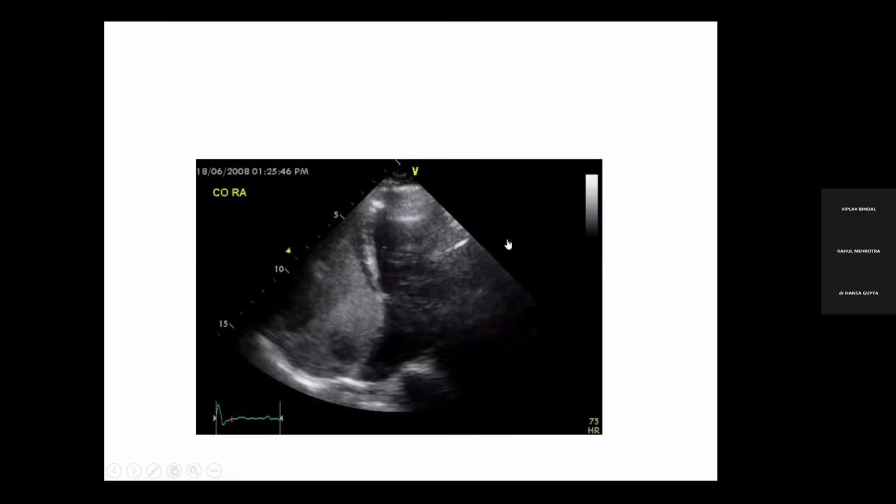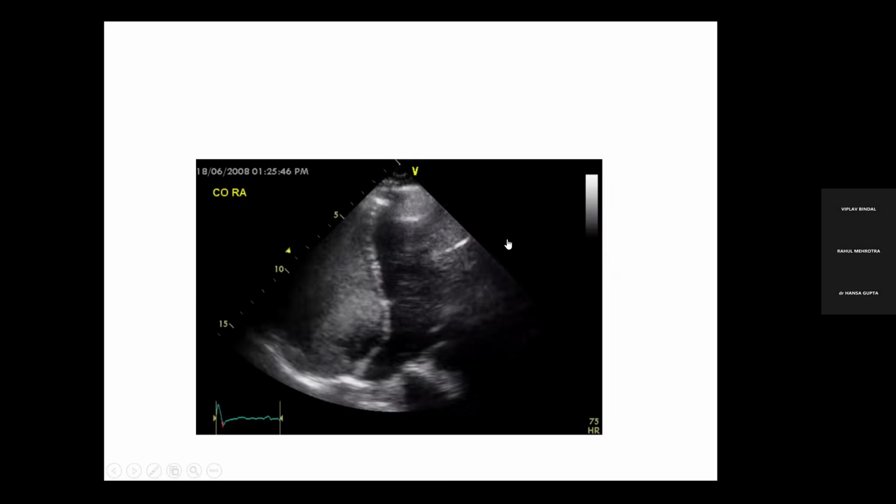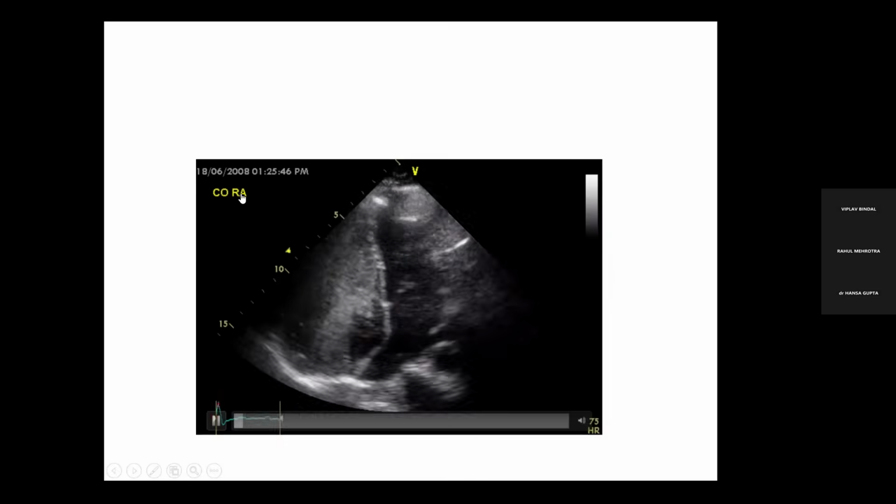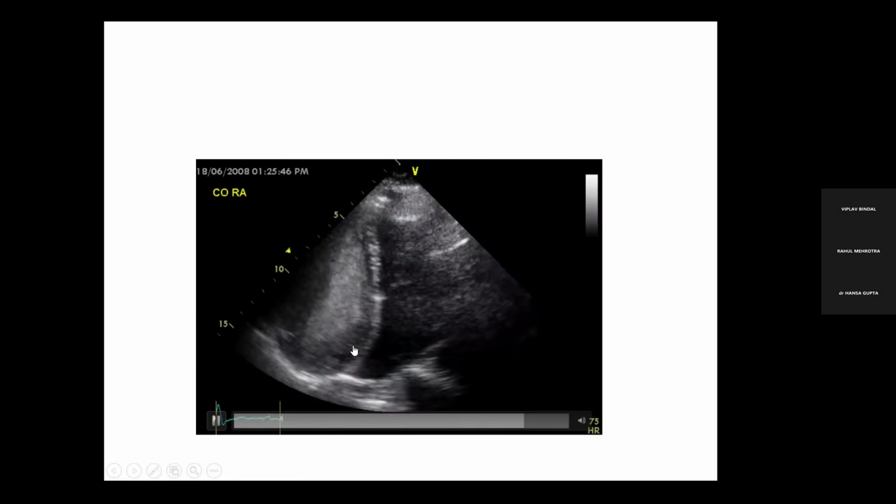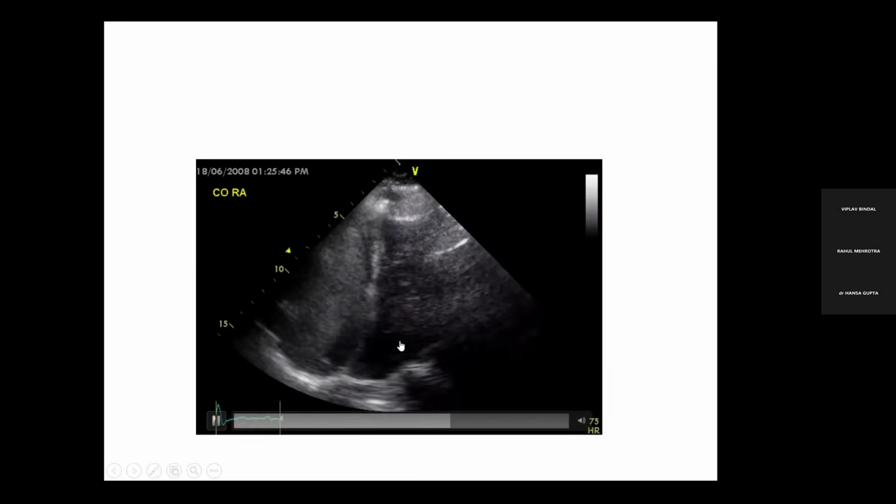Now, we gave a contrast to the right arm. And look, this is a picture of the contrast to the right arm. We could see all the bubbles, but not even a single bubble has crossed over to the left-hand side.